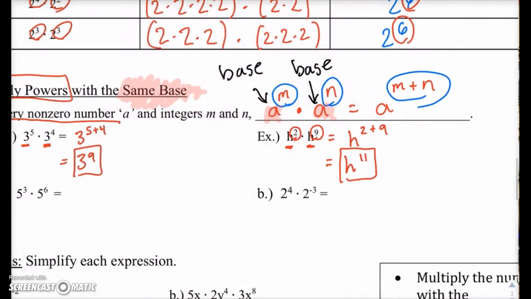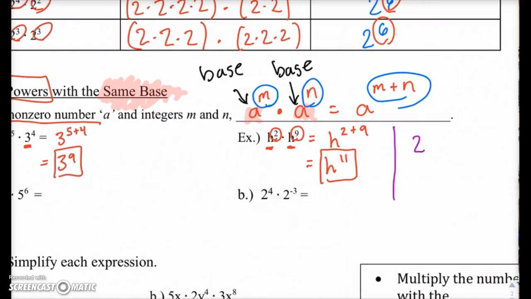Okay, so please write this down over here. Here's a little counter example. If you have 2 to the third power times 3 to the third power, you cannot add the exponents because they are not the same base. Not the same base.